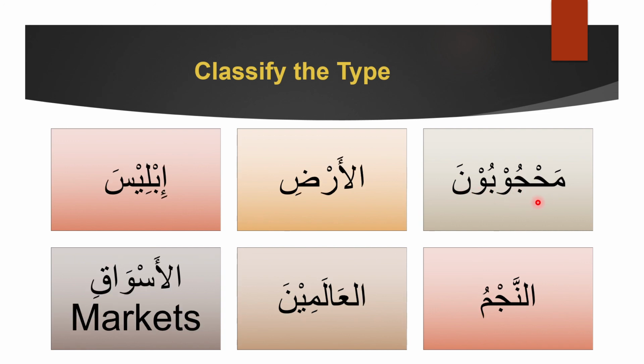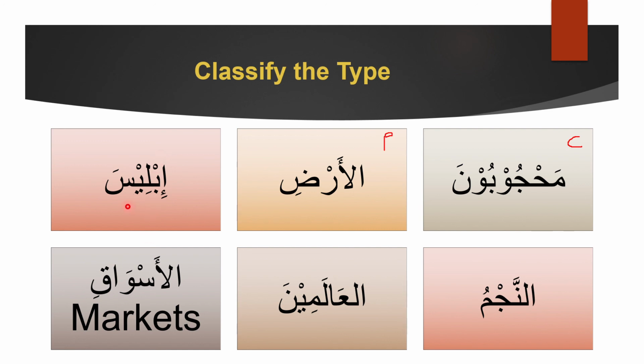Mahjubuna. Any signs of it being proper? No, it's none of the 7 categories. So this one is common. Al-Arli. Yes, there is al. Al means it's proper. So you see, type is actually really very easy.